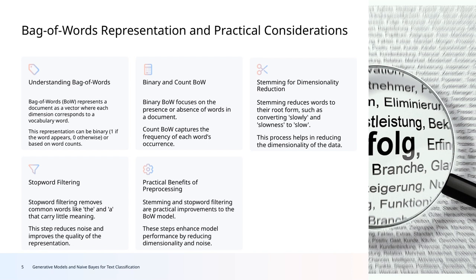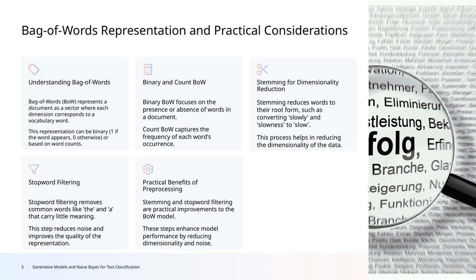When we talk about bag of words, we typically have two approaches: binary BOW and count BOW. Binary BOW simply indicates whether a word is present or not in the document, whereas count BOW records how many times each word appears. Both methods have their uses depending on what we're trying to achieve.